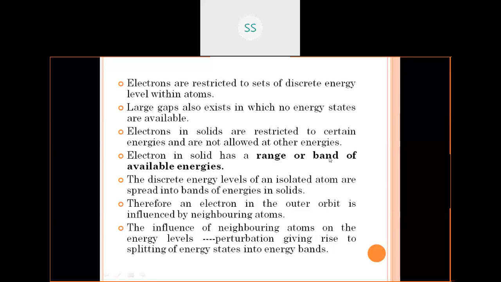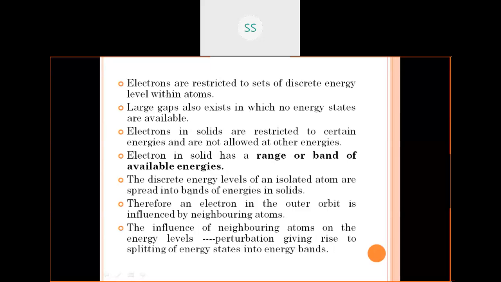So therefore now a new terminology comes into picture. What is that? Available energies, or range or band of available energies, associated with each electron. So the electron in a solid has a range or band of available energies. The reason for having a range or band of available energies is the restriction on electrons to cover only certain energy levels and not to go to other energy levels.